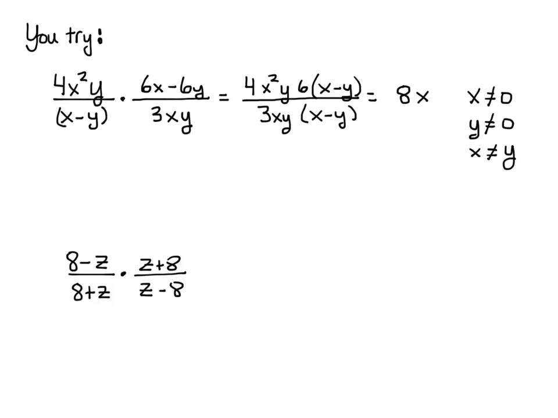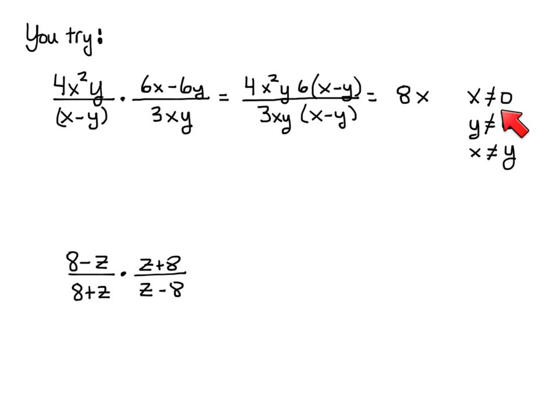cancel out everything that, so we have 4 times 6 divided by 3, so 6 divided by 3 is 2, 2 times 4 is 8, and so that takes care of all the coefficients. We still have an x that remains, so we have 8x, and then we cancel out the y's and the x minus y. And so here's the important part now, the domain restrictions.